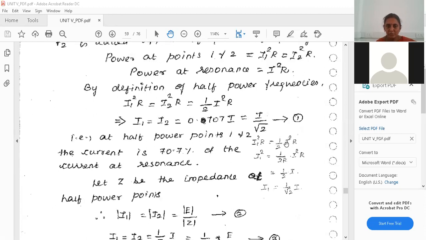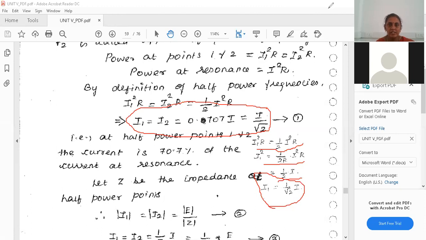See, we put it here also. I1 square R, we are equating both. I1 square R is equal to half into I square R, or I1 square is equal to 1 by 2 into I square, or this will be simplified as I1 is equal to I by root 2. This is what has been mentioned here. Clear? So this is equal to I by root 2.